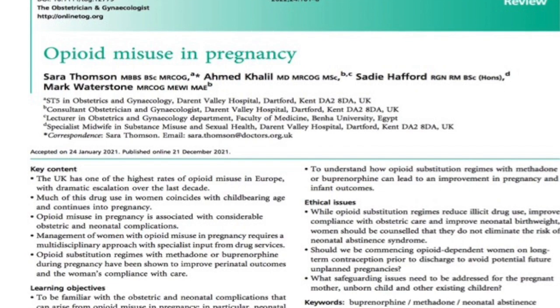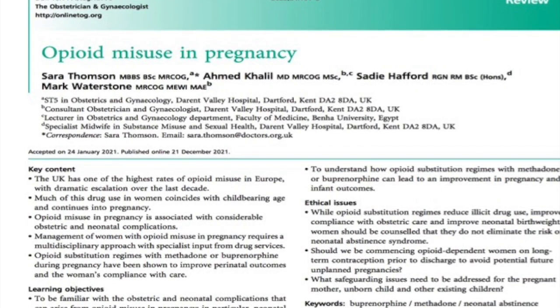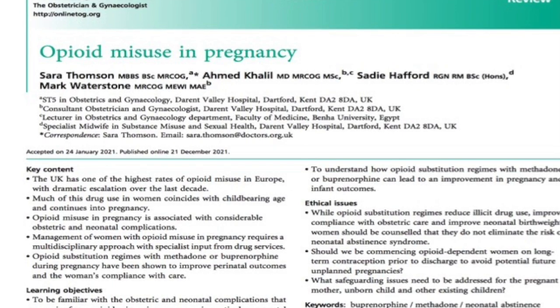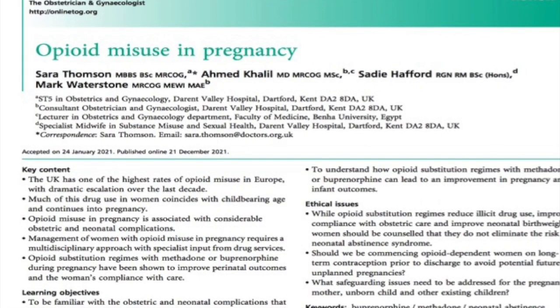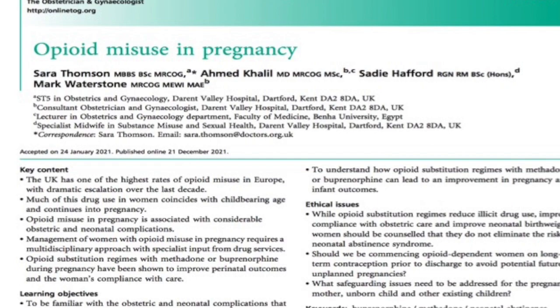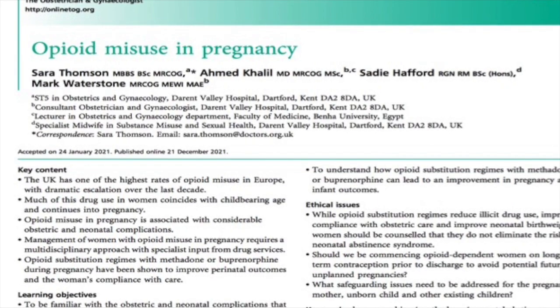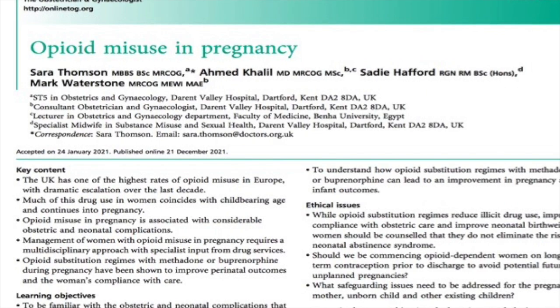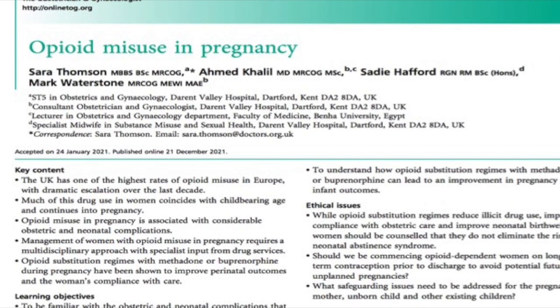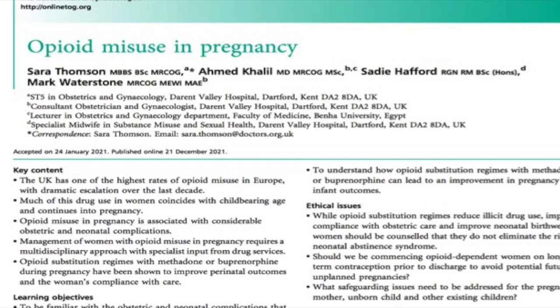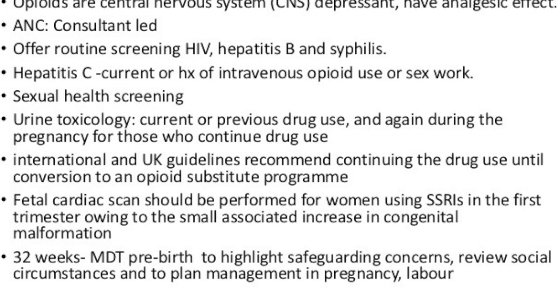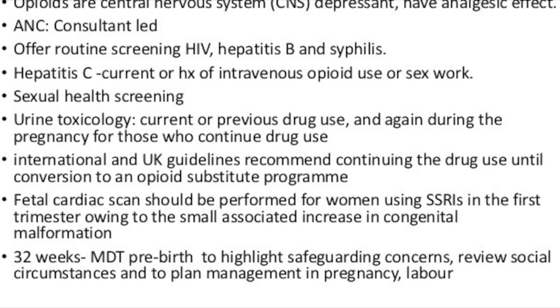Opioid substitution regimes with methadone or buprenorphine during pregnancy have been shown to improve perinatal outcomes and the women's compliance with care. Learning objectives: to be familiar with the obstetric and neonatal complications that can arise from opioid misuse in pregnancy, in particular neonatal abstinence syndrome, and to understand how opioid substitution regimes with methadone or buprenorphine can lead to an improvement in pregnancy and infant outcome. So opioids are central nervous system depressants, and they have analgesic effects.